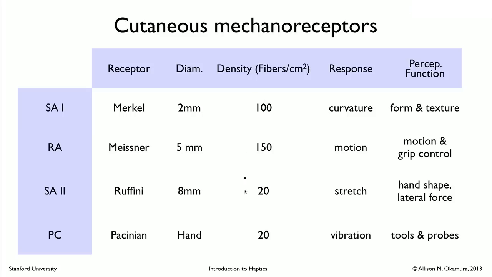The density tells you how many there are in the skin. And you can see the ones that are near the skin, they have to be more close together. They have to have a higher density in order to be able to sense contact, because the contact on the skin is very local at the top. They can respond to all of these different types of stimuli, as mentioned earlier, and so they have relative perceptual functions. So you can put them on a comparison chart like this.